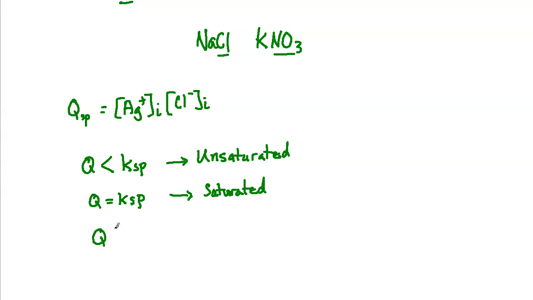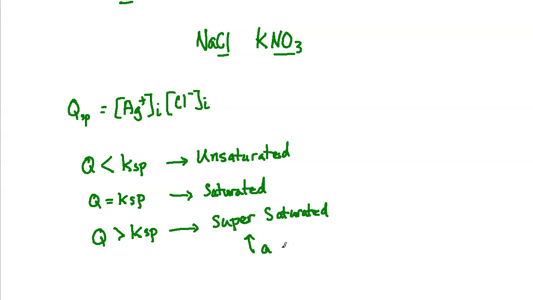So when Q is greater than KSP, in that case you're dealing with a solution that has too much of the ion in it, and this is known as supersaturated. Now, when a solution is supersaturated, the way that it will attempt to get rid of some of the ions, because there's too many, is by forming a precipitate and removing them from the solution. So they crash out as a precipitate down to the bottom of whatever container they're in.